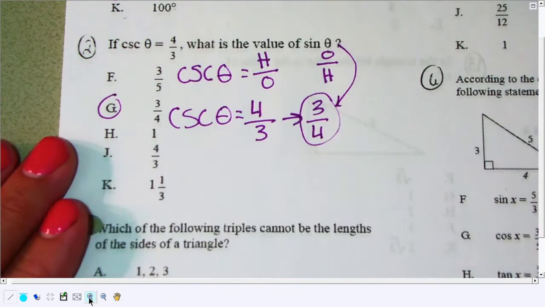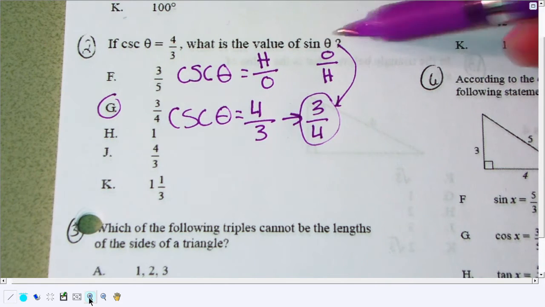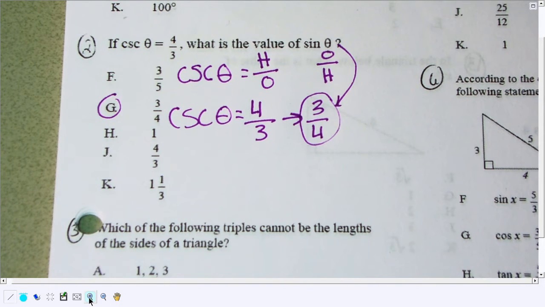Now I don't actually have to solve for theta because it wants to know what sine of theta equals. Sine of theta will always equal a fraction. So it's 3 over 4.